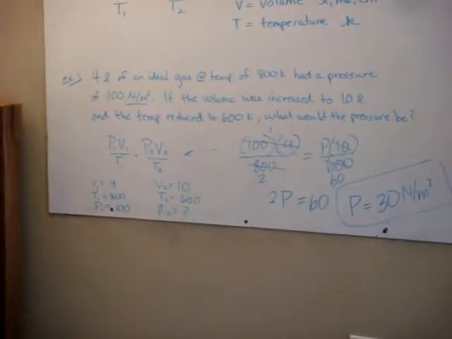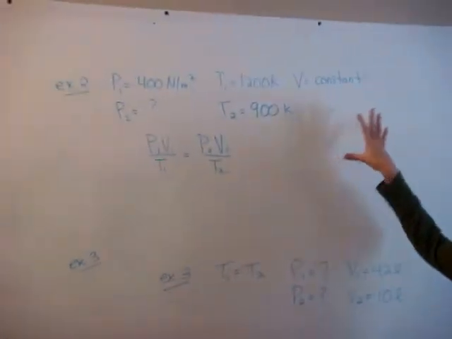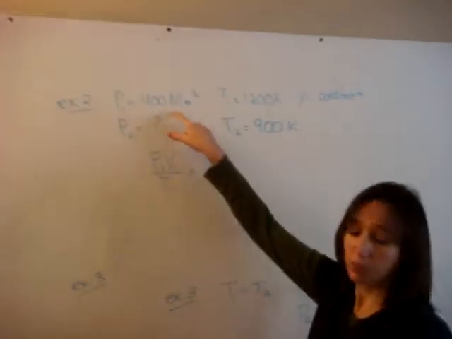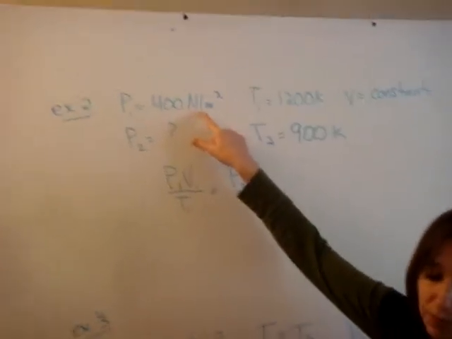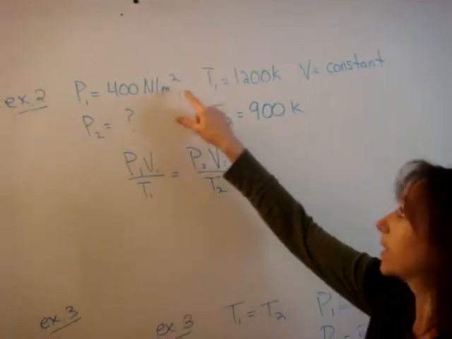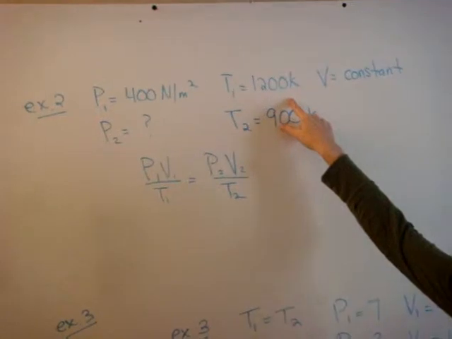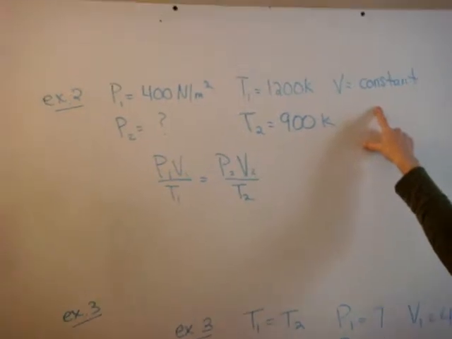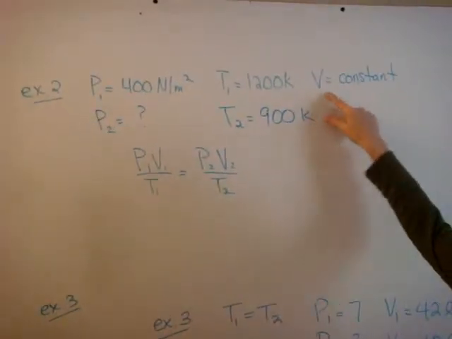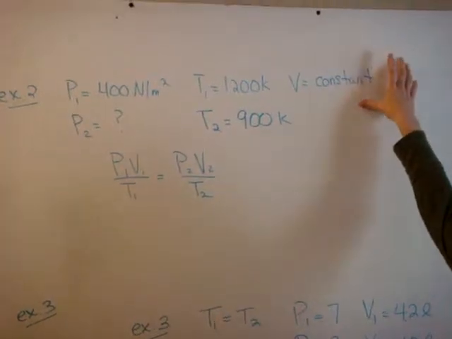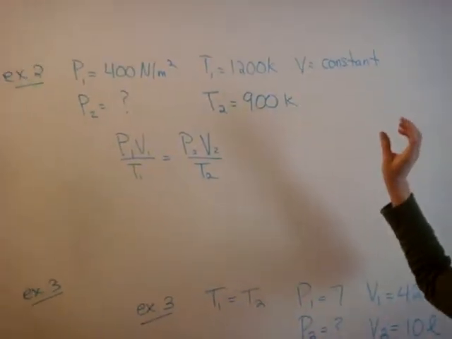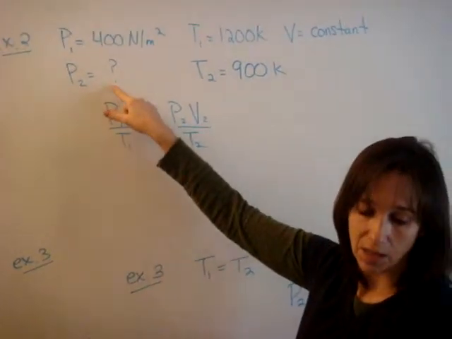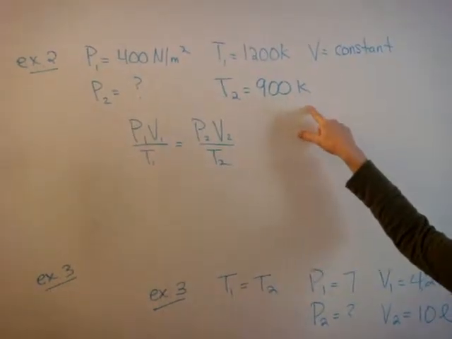Let's look up here at example 2. I didn't write the word problem down. I extrapolated the information, so let me just read it to you. The initial pressure is 400 Newton meters per second squared, and the initial temperature is 1200 kelvins. They tell you that the volume is constant, so I just wrote V equals constant. That means it's going to be the same in both of these. Then it says, what was the pressure? So that would be your pressure 2, you don't know. If the temperature was decreased to 900 kelvins.